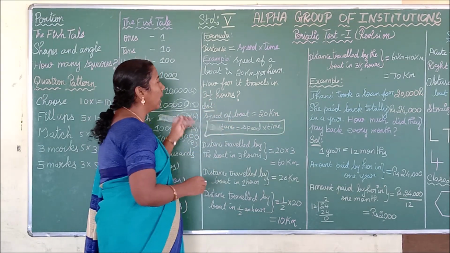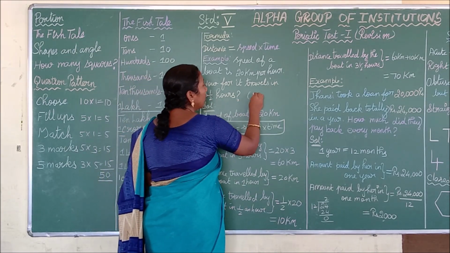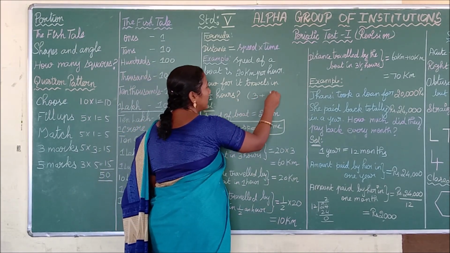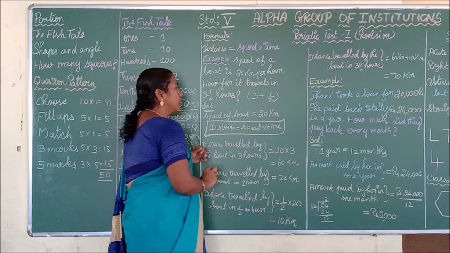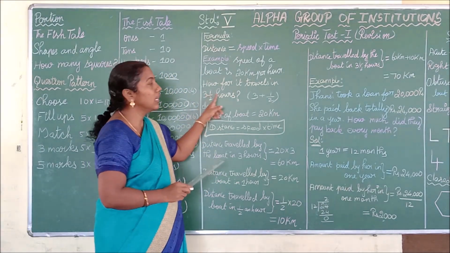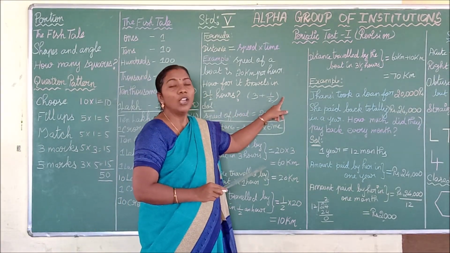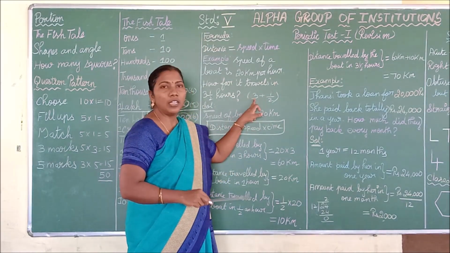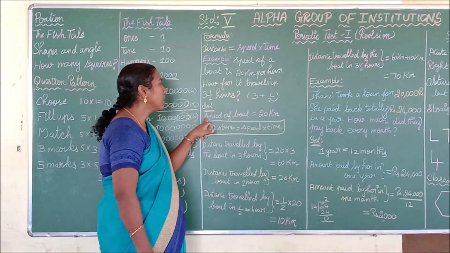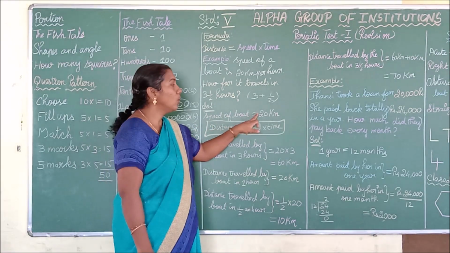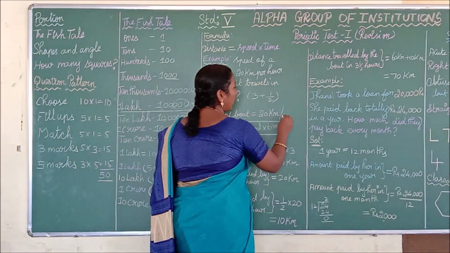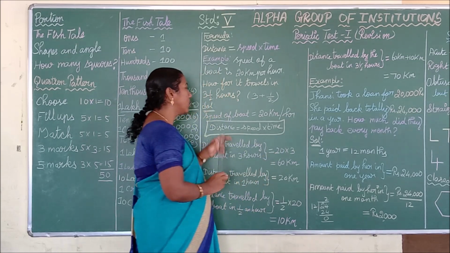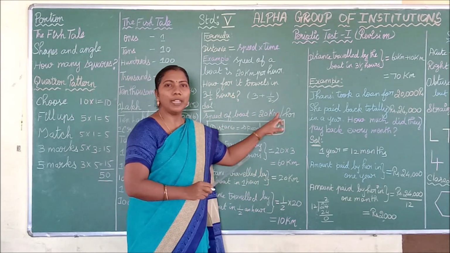We are going to calculate the distance by splitting the time. We are splitting the 3.5 hours as 3 plus half an hour. First, we are going to calculate the distance traveled by the boat for 3 hours. See here, speed of your boat is 20 km per hour. What is the speed of the boat? Speed of the boat is 20 km per hour.